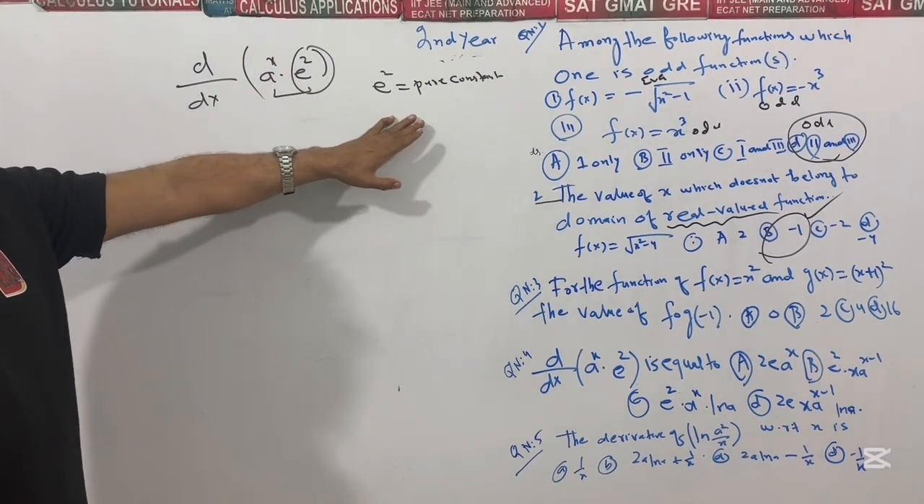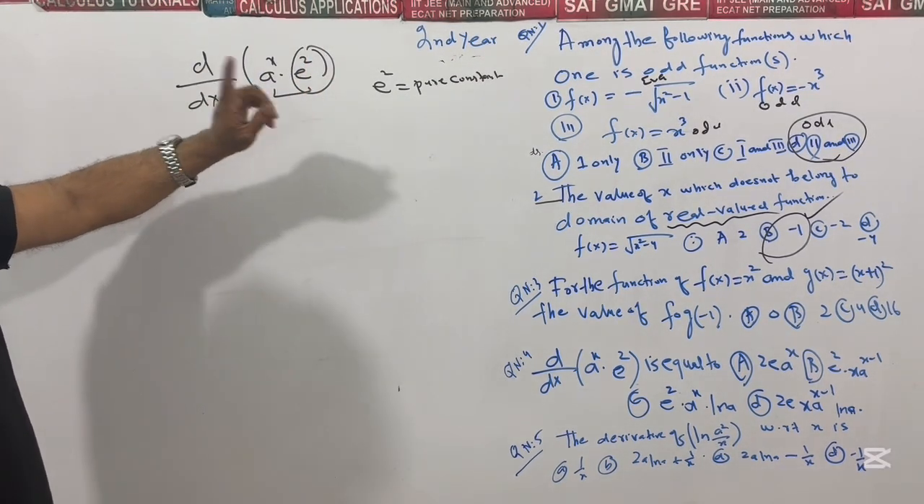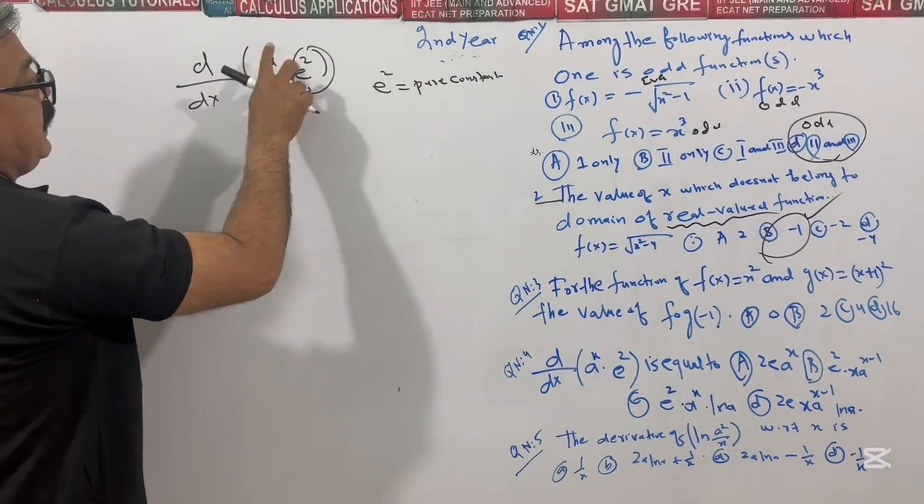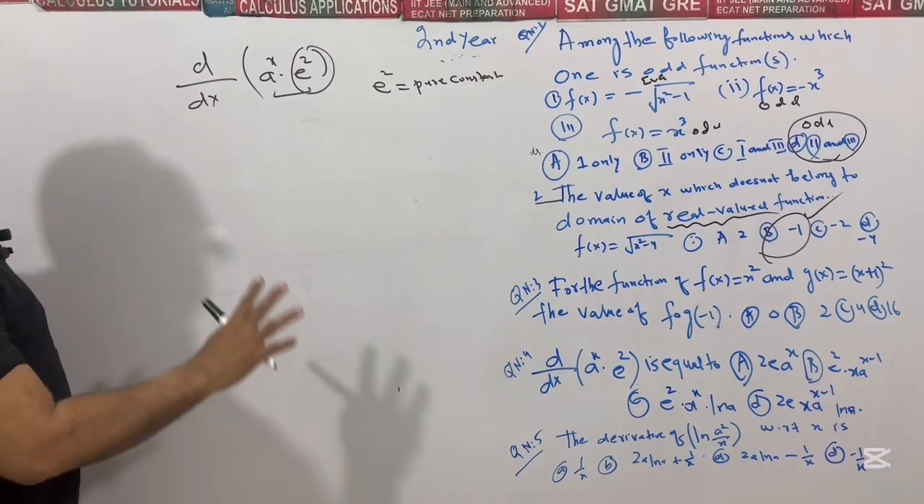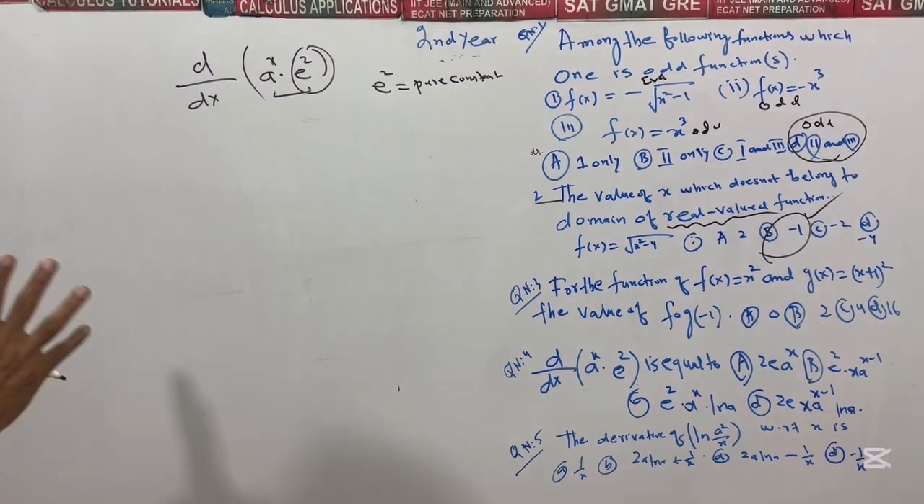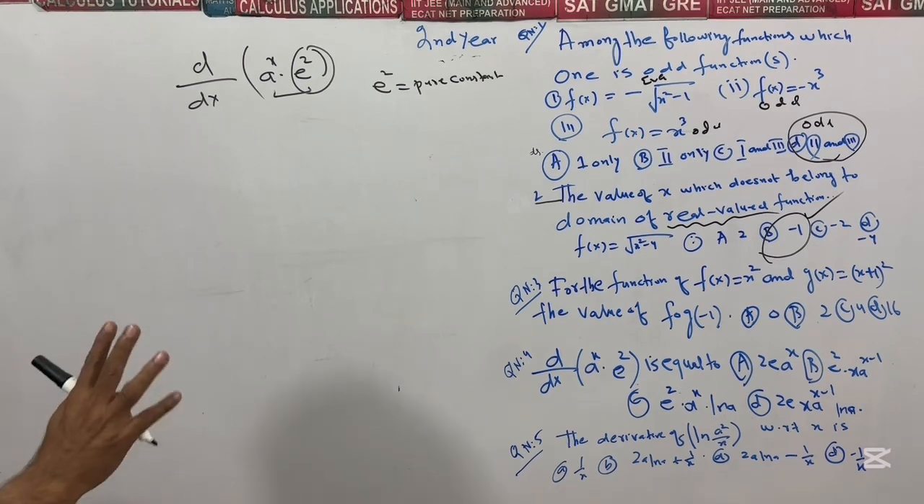As e square is a pure constant, there is no need to apply the product rule. There is only a raised to the power x. I used to convey that in differentiation you have 3 to 4 types of data.